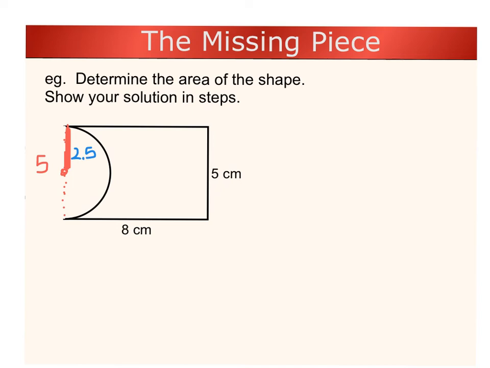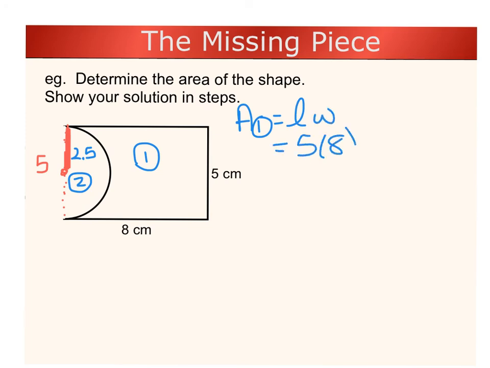I'm going to need that because I'm going to find the area of the whole big rectangle. Whoops, I didn't want that. I wanted that to say 1, and then this part over here is going to be 2. So I'm going to do the area of the whole rectangle. That's length times width, and it's 5 times 8, and that's 40.